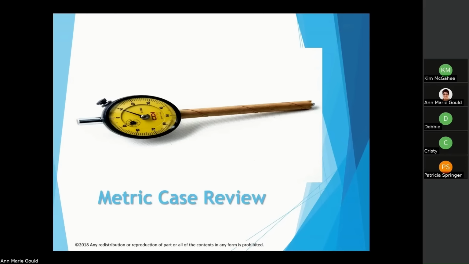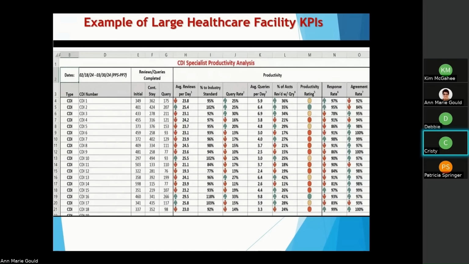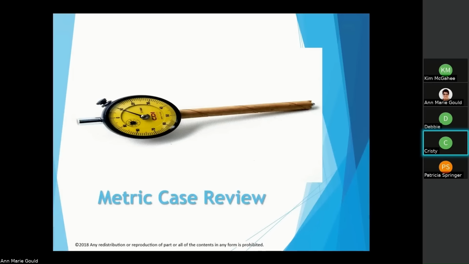Okay, are you all still with us? With that reconciliation, useful. It was so nice in our facility that the one doing the reconciliation is both a coder and a CDI.